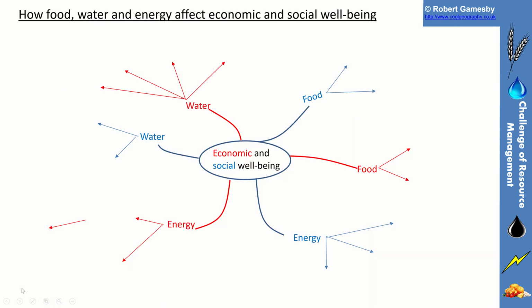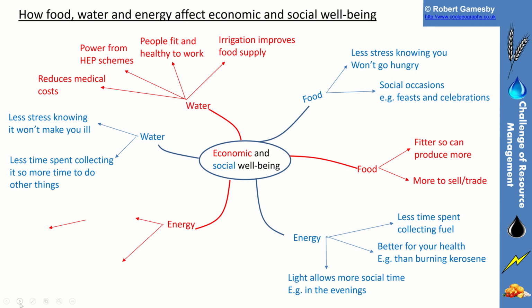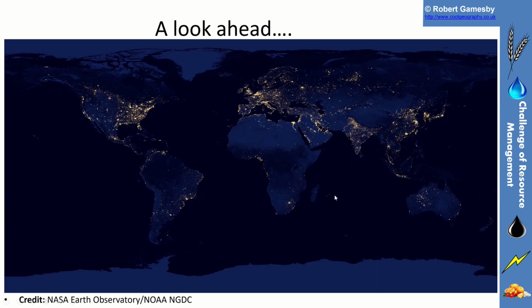There are a few ideas on the next slide that will help you. The blue ones are all social well-being, and the red ones are all economic well-being for those things. So you could take a look at those if you get stuck on the previous exercise and add those in. Then just for a little review, you could have a look at World Vision. They've got an impact on clean water, so have a look at that.